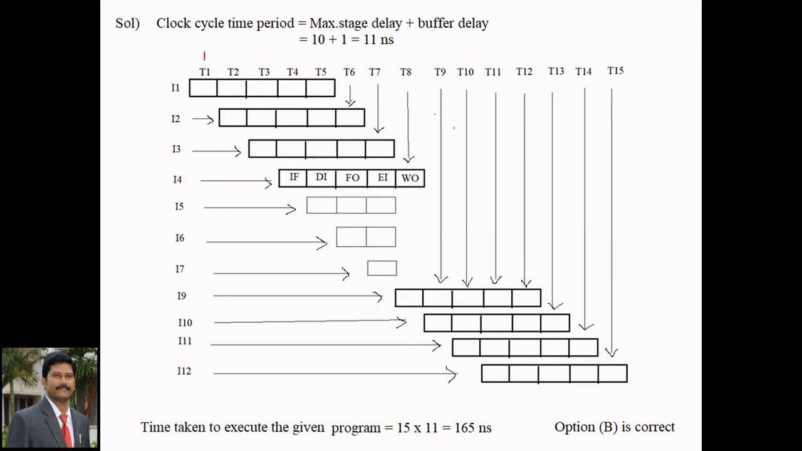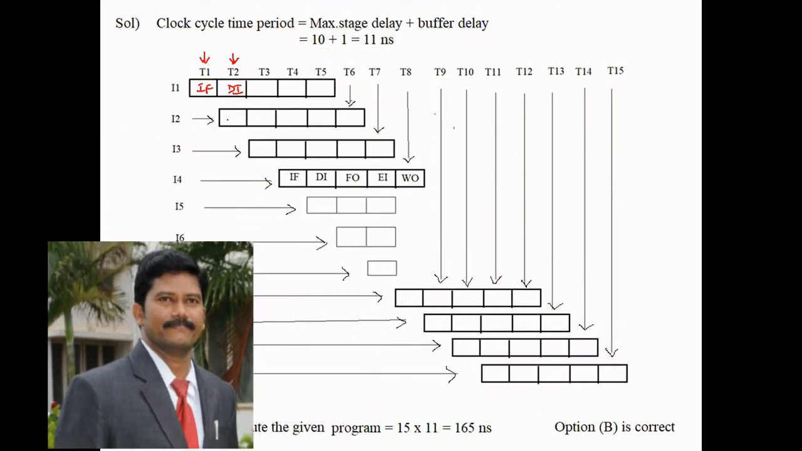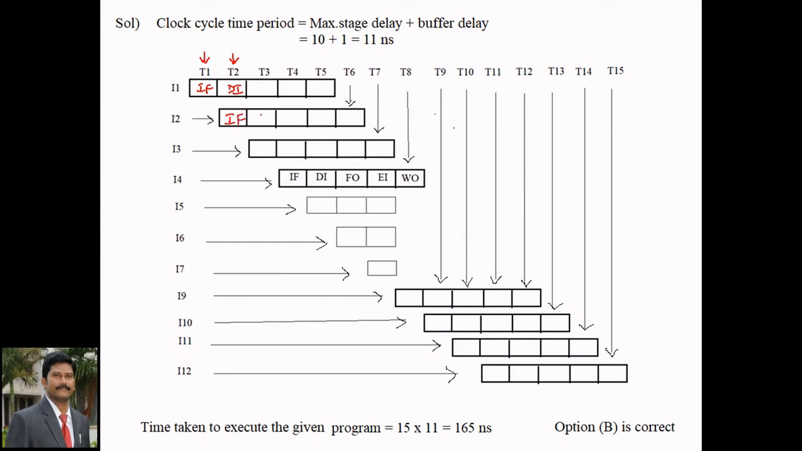At time T1, clock cycle 1, what happens? I1 enters into the IF stage. At the T2 clock cycle, the second clock cycle, I1 enters the DI stage, and at the same time IF is free, so instruction I2 enters into the IF stage. At T3 what happens? I1 enters into the FO stage, and I2 enters the DI stage since DI is free, and at the same time IF is free, that's why I3 enters into the IF stage.